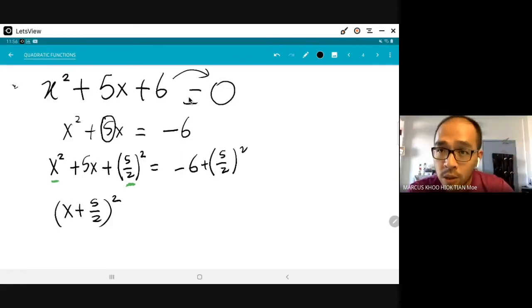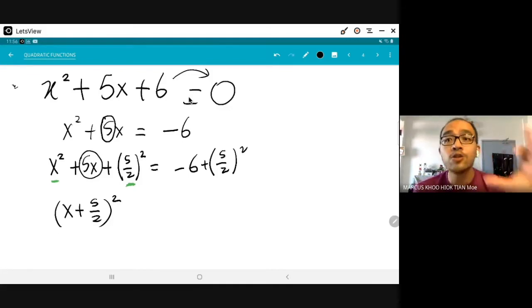Mana-mana yang ada kuasa 2, kamu kasih compress. 5x ini macam saya cakap tadi, it did not disappear. Dia bukan disappear, dia cuma berada di dalam kurungan ini. Dia tidak kelihatan sahaja. It just can't be seen. Put it in the fridge.